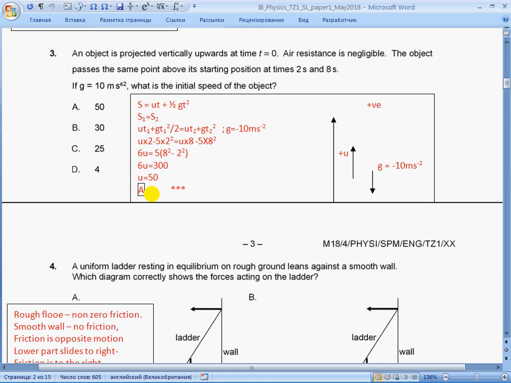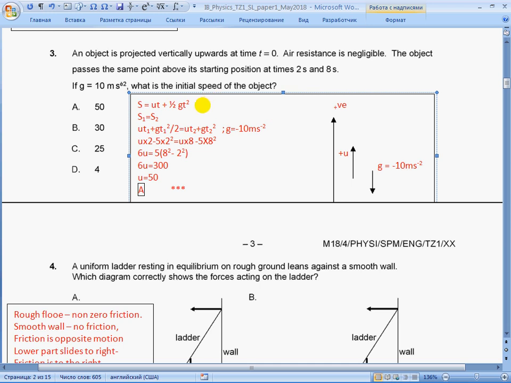Question 3. An object is projected vertically upwards at time t equals 0. Air resistance is negligible. The object passes the same point above its starting position at times 2 seconds and 8 seconds. If g is 10 meters per second squared, what is the initial speed of the object? Here we should choose a positive direction. I choose up as positive. Then the initial velocity will be positive and the acceleration g will be negative, minus 10.